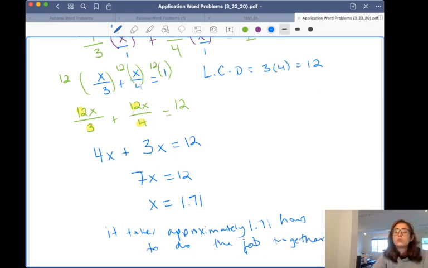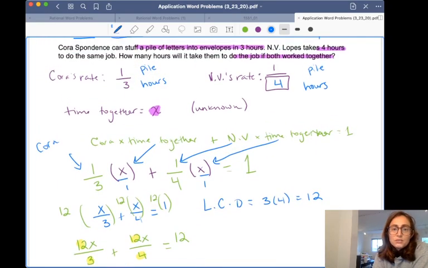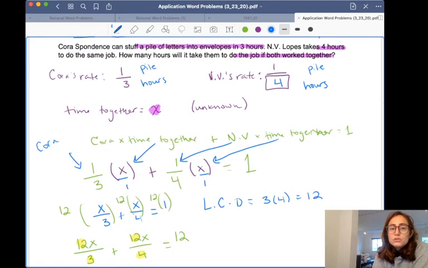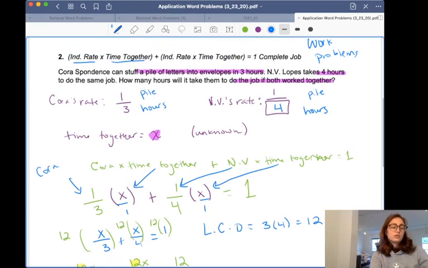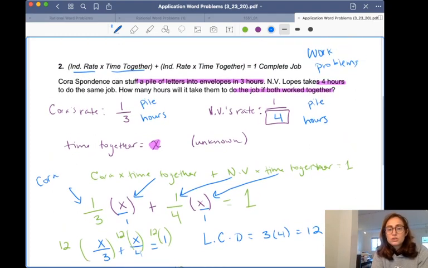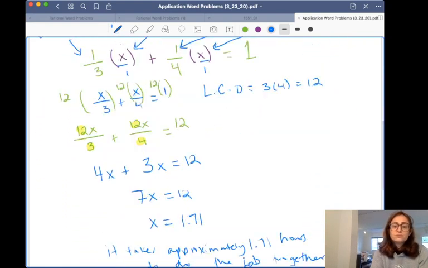Okay, and the way you can think about whether that is a logical answer or not is just go back to what they said before. Doing the job together should be faster than either person doing it by themselves. So if Cora was doing the job in 3 hours and Envy was doing the job in 4 hours, then it should be significantly faster when they work together. If you got like 6 hours, that wouldn't make any sense and you would know that you did something wrong.